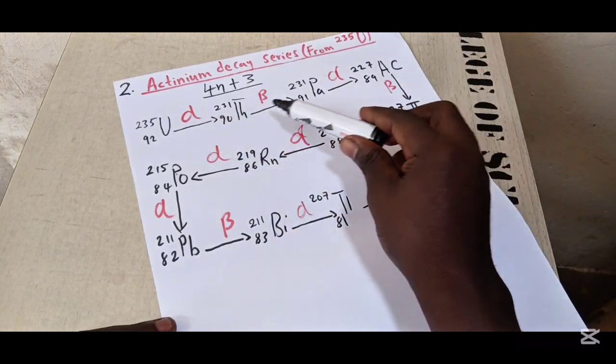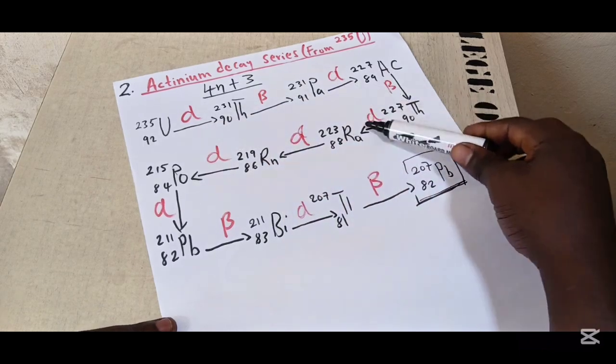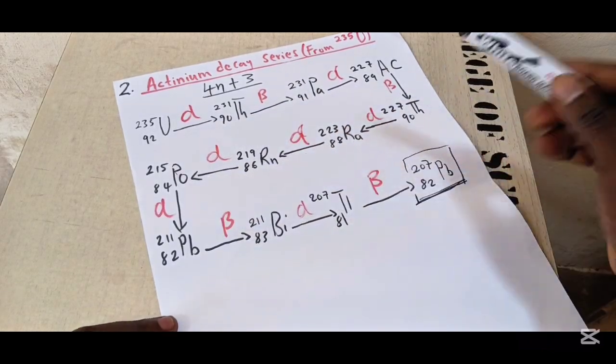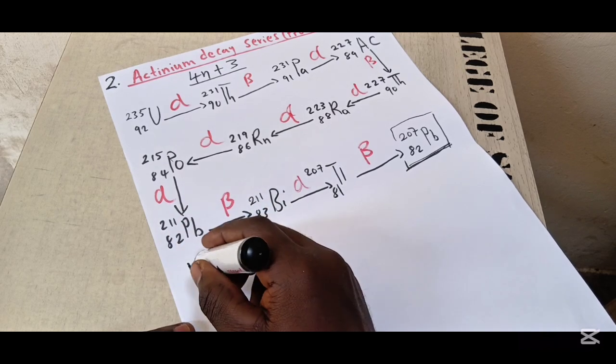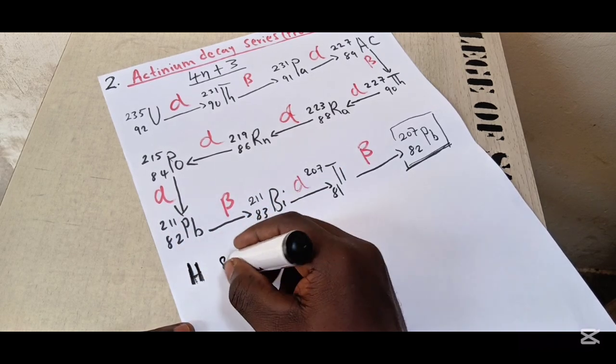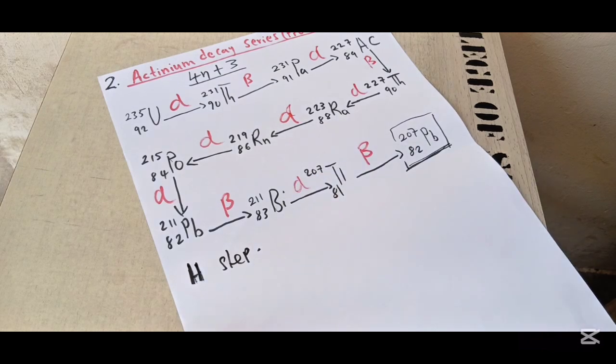Counting the number of arrows will give us that. So 1, 2, 3, 4, 5, 6, 7, 8, 9, 10, 11. So we have 11 steps, right? So 11 steps. And how many alpha particles are involved, and beta particles too?